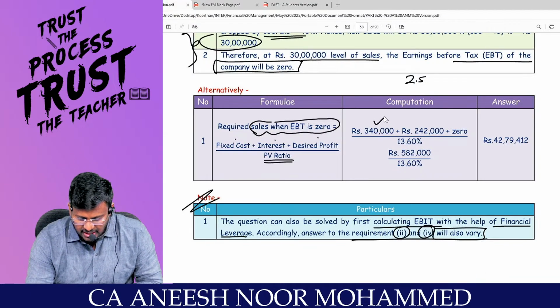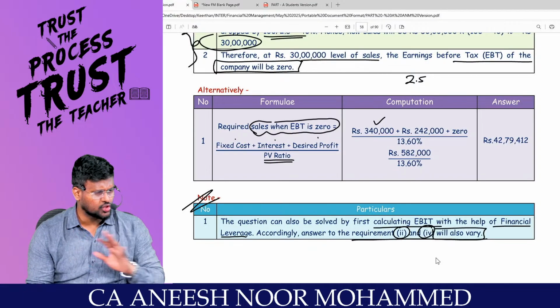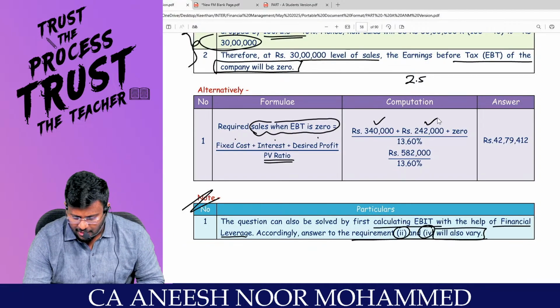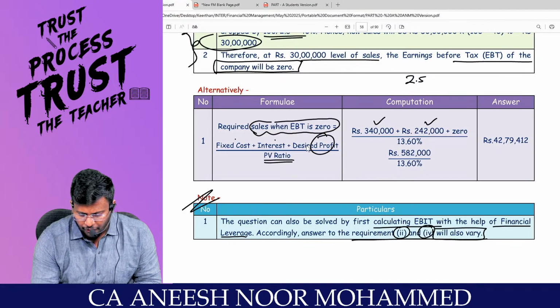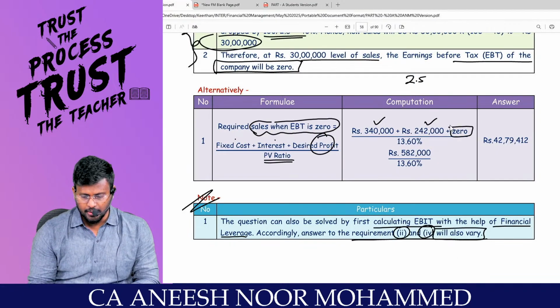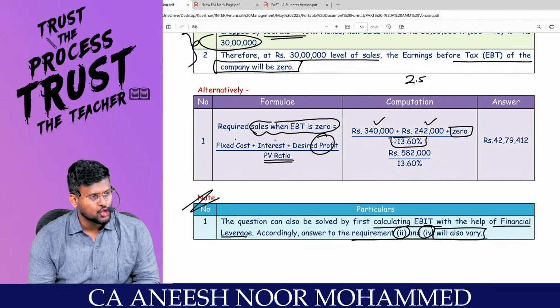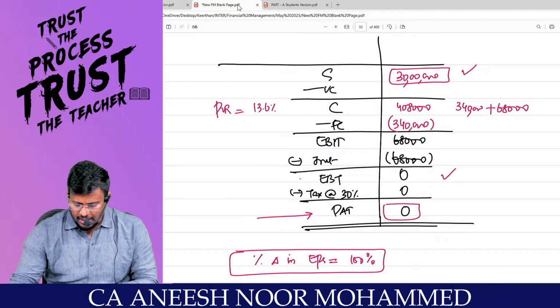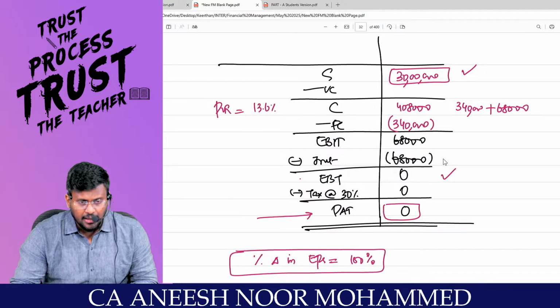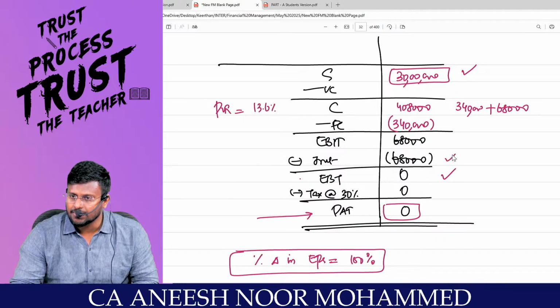What is the fixed cost? 3,40,000. There is no change in it. What is the interest? 2,42,000. There is no change in it. What is the profit you want? 0. Are you really with me? Divided by PV ratio of 13.60%. Hello, sir. Here I got interest as 6,80,000.